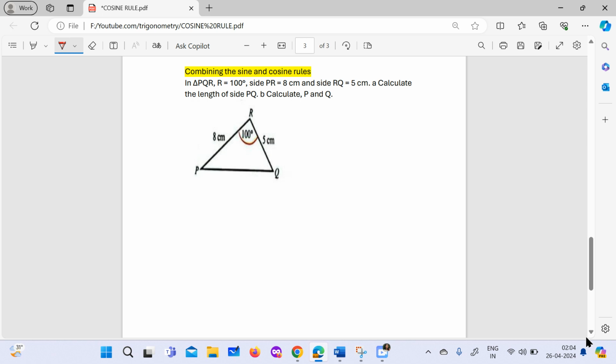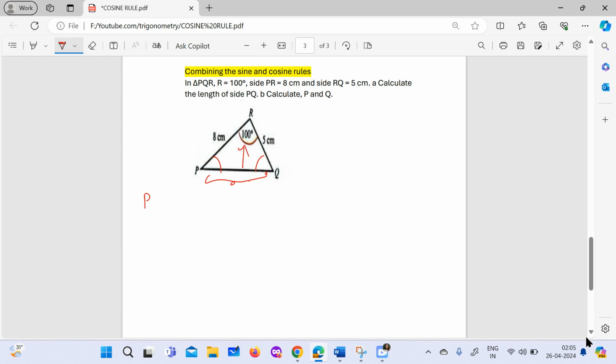In triangle PQR, R is equal to 100 degrees, side PR is equal to 8 centimeter, side RQ is equal to 5 centimeter. Calculate the length of side PQ, means this length, and calculate the angle P and Q. Then we have to find this and this as well. So first we will do this one, length of PQ. This is the length which we have to figure out, and here is the angle given opposite to that. So this is very simple to write.